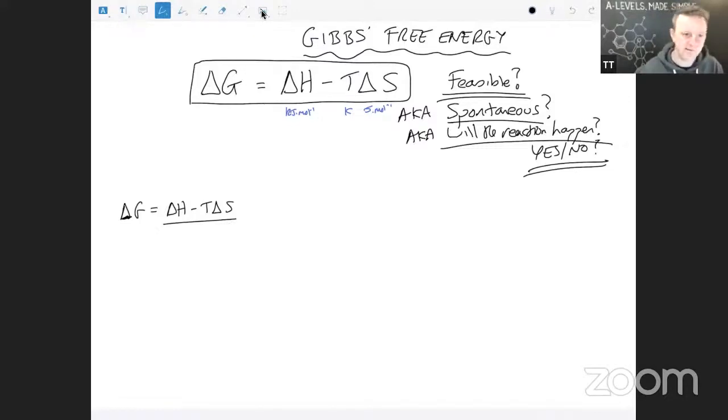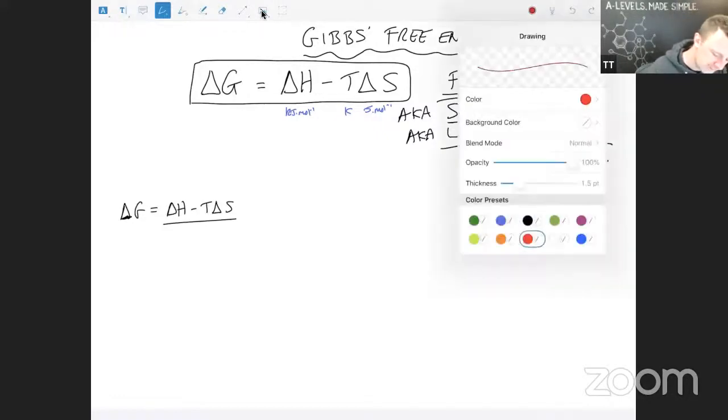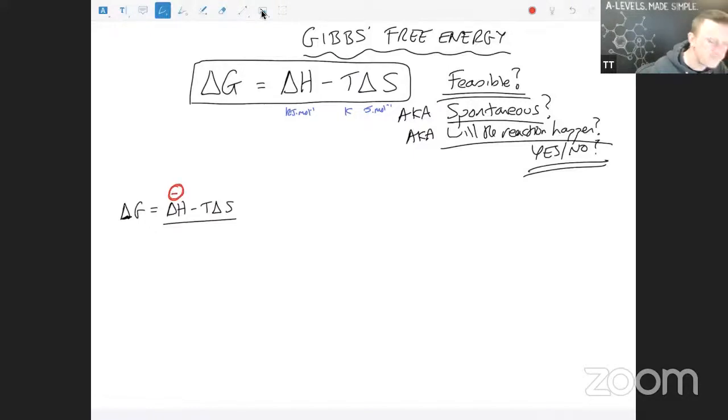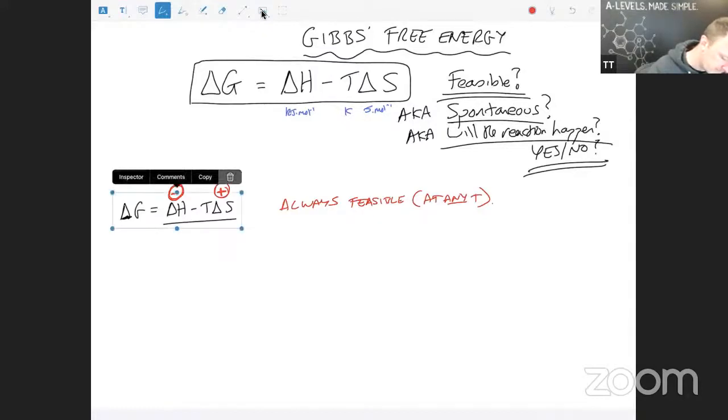How do we guarantee that this is a negative number? Well, let's do this in red. If our delta H is already negative and our delta S is positive, now, T is always positive because it's in Kelvin. You can't get lower than zero Kelvin, so it's always going to be positive. If you've got a negative delta H and you're subtracting a positive number, delta G is always going to be negative, so always feasible at any temperature. That's really, really important that you know that. So what we're looking for is an exothermic reaction and an increase in entropy; that's always going to be feasible.